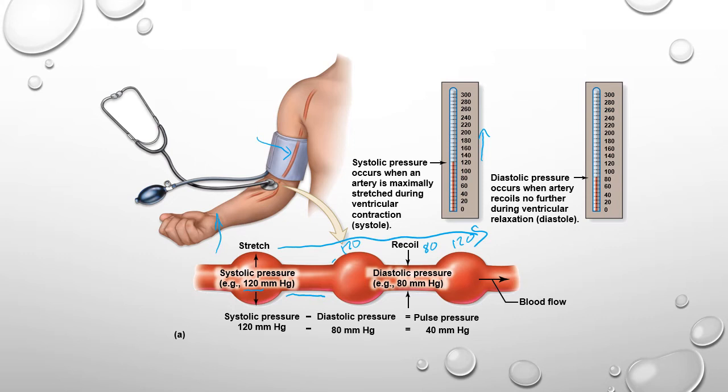In order to find our pulse pressure, we again take the systolic pressure, subtract the diastolic pressure, and then we have our pulse pressure. So roughly 40 millimeters of mercury becomes our average pulse pressure that we're going to see inside the blood vessels themselves.